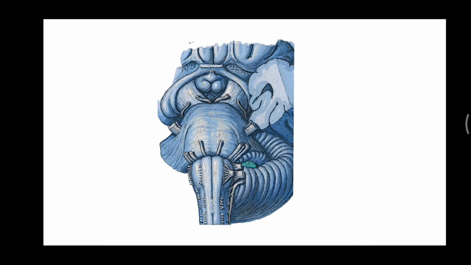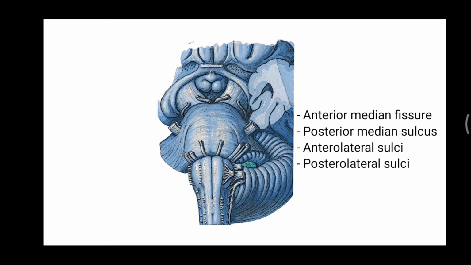Let's see some more details about the external features of the medulla. For better understanding, we will first see the fissures and sulci present on the surface of the medulla, and after that we will see how the substance of the medulla is divided by these fissures and sulci. Among the fissures and sulci, we can see the anterior median fissure, the posterior median sulcus, anterolateral sulcus, posterolateral sulcus.